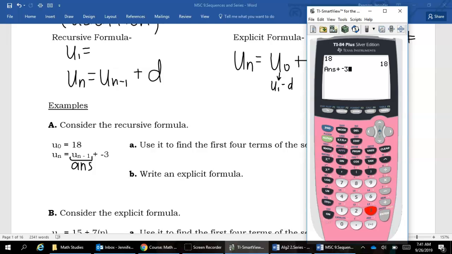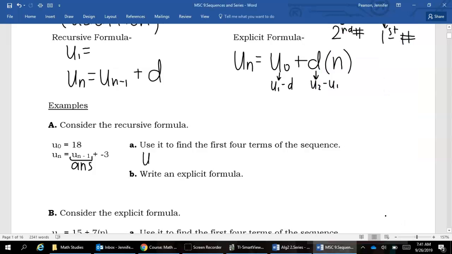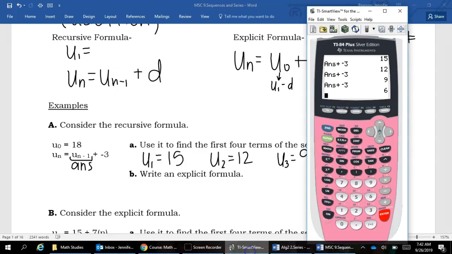But just to represent this the exact way the formula is written out, when it's seeded this way, I can go 1, 2, 3, 4, and every time I hit enter, I'm getting the next answer, and the next answer, and the next answer. So I'm going to represent this as u sub 1 equals 15. That was the first answer I got. When I added another negative 3, my second answer was 12. When I added another negative 3, my third answer was 9. And I added another negative 3. My fourth answer was 6.